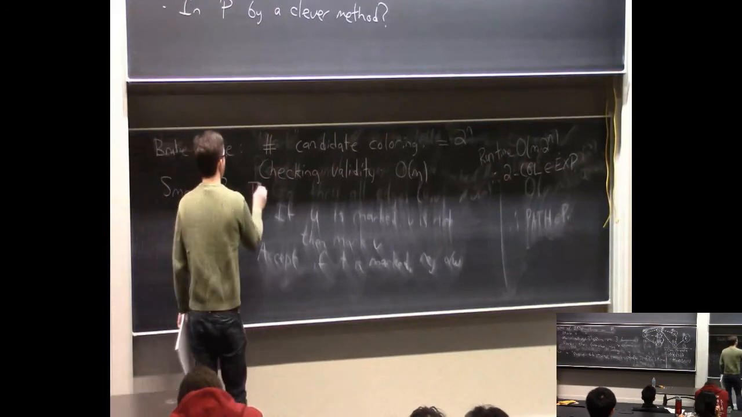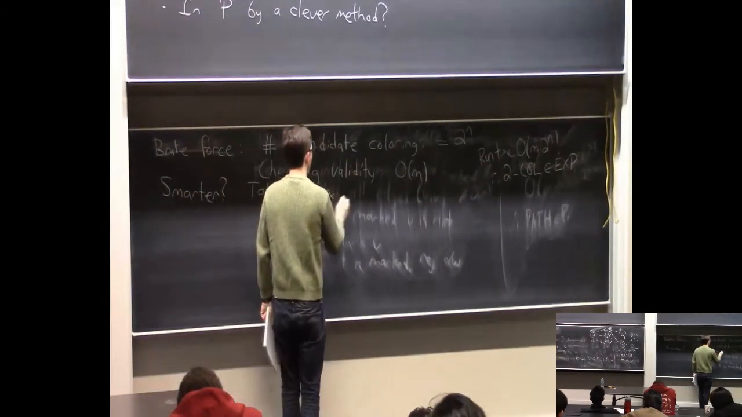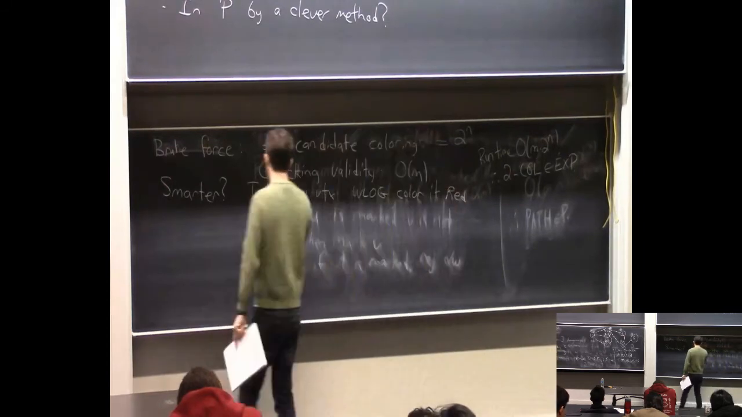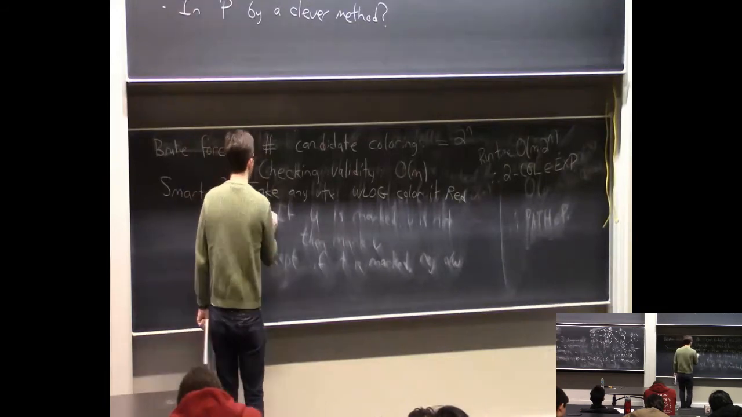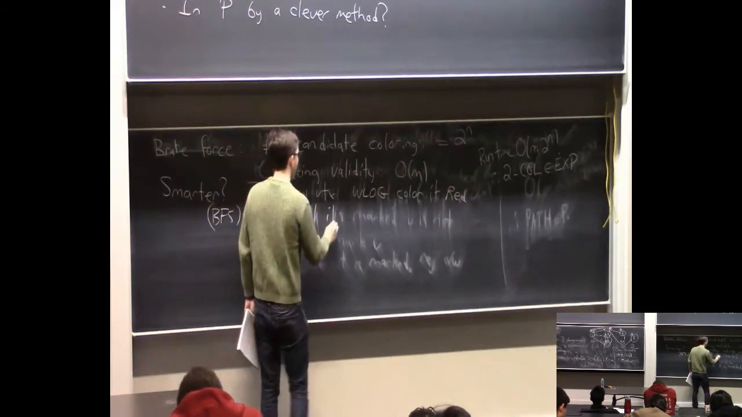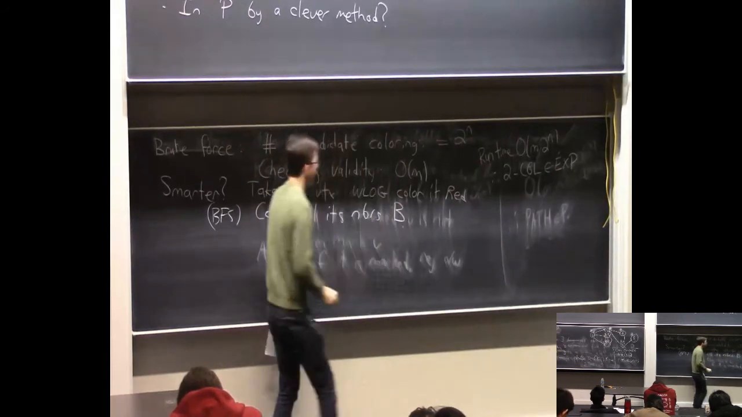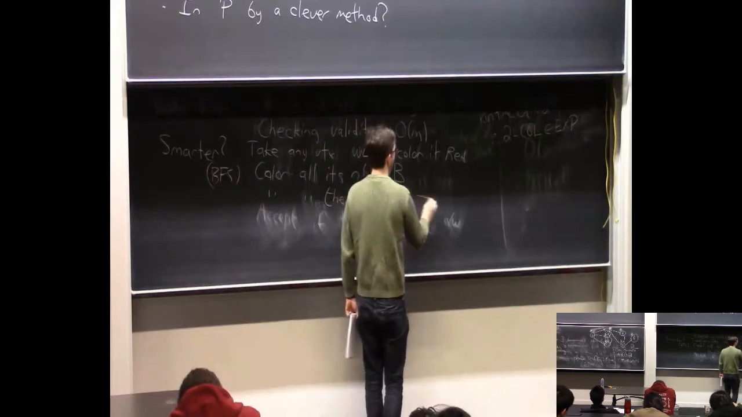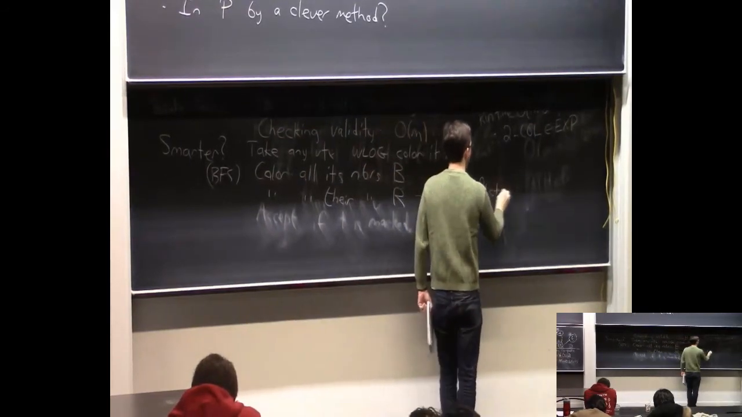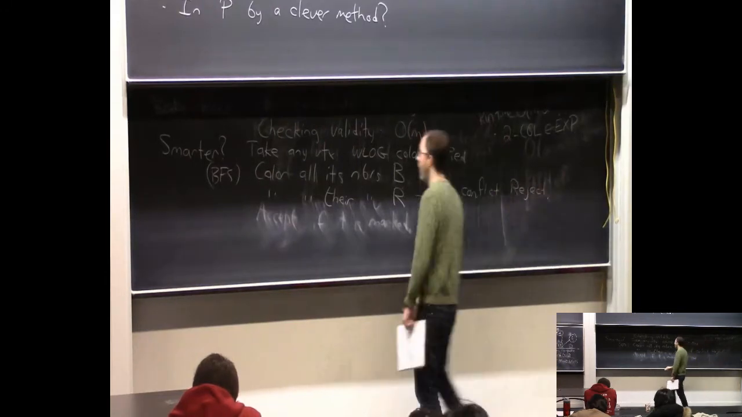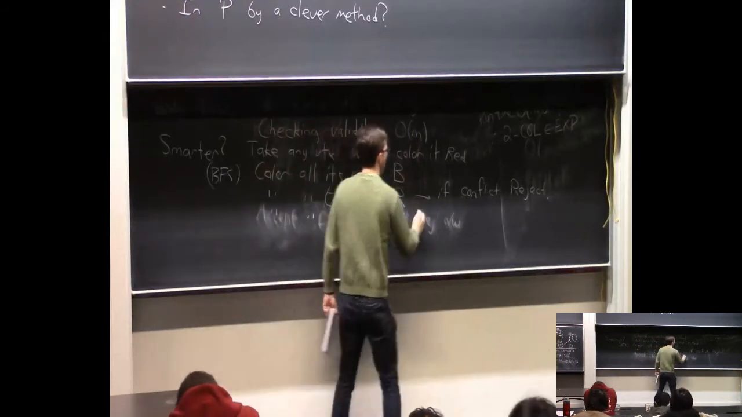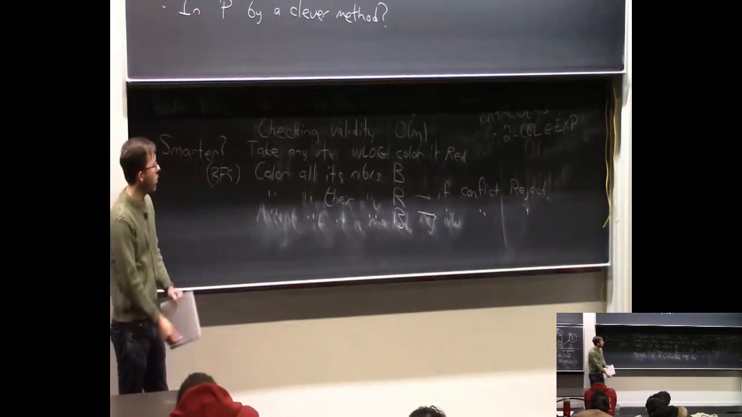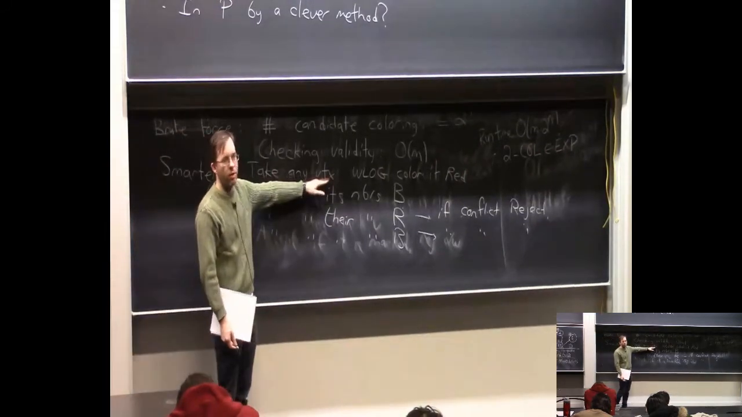So the algorithm is: take any vertex, without loss of generality, color it red. It's exactly like breadth-first search. Color all its neighbors blue. Color all their neighbors red. And if there are conflicts, you can reject immediately. Then color all their neighbors blue. And if conflict, reject. And keep going until you've colored all the neighbors that are connected to the vertex you started with.